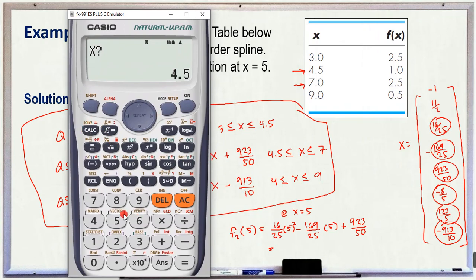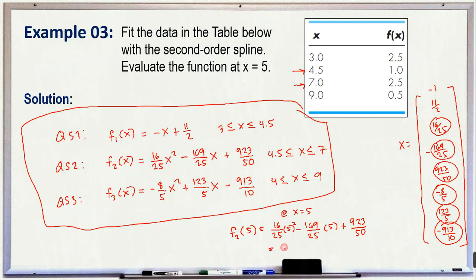0.66. So, we can simply press calc. So, we have 0.66. So, 0.66 is our f of 5 using the second quadratic spline. And this is way better than the previous one, where we used the first order spline. So try to compare the result.